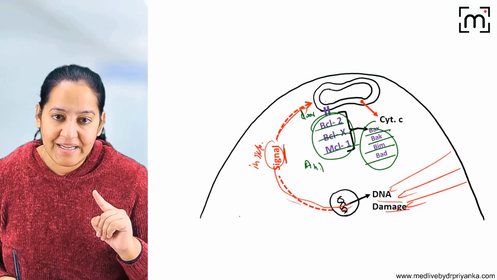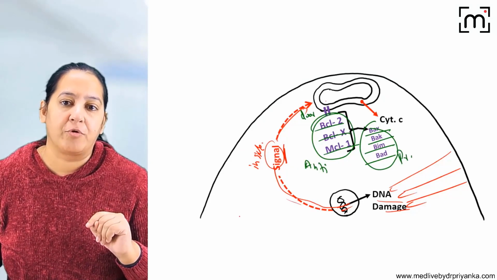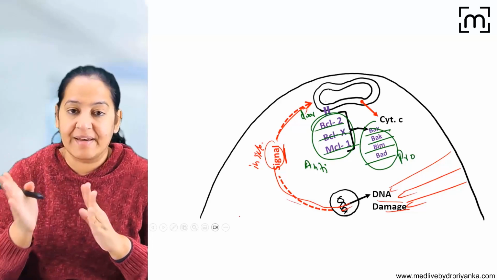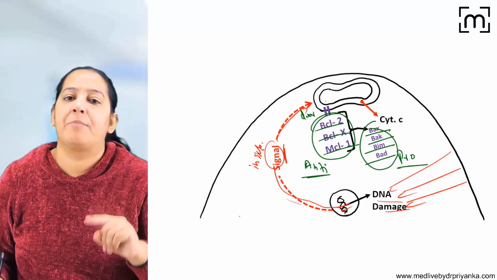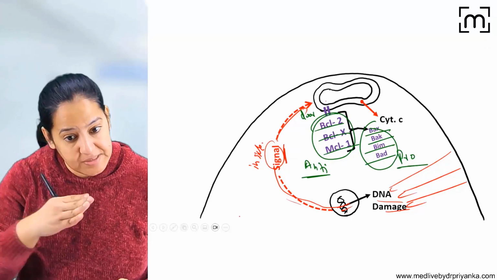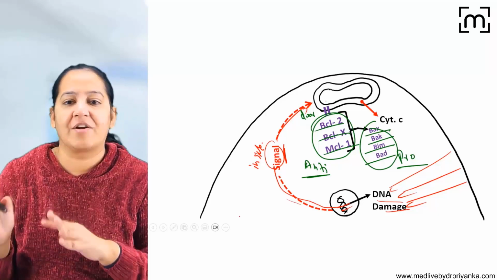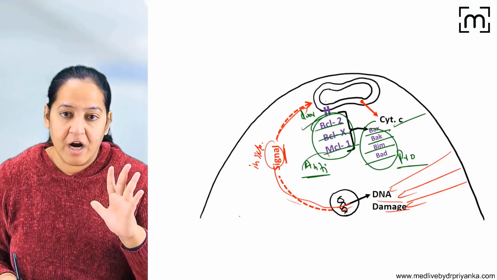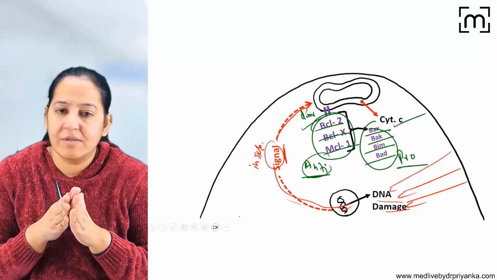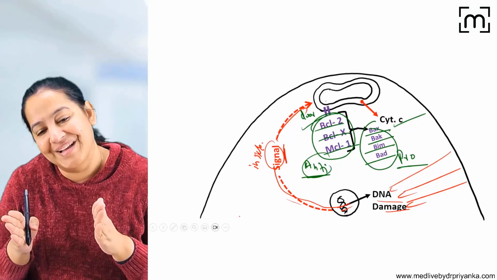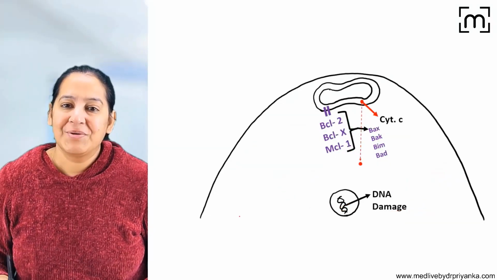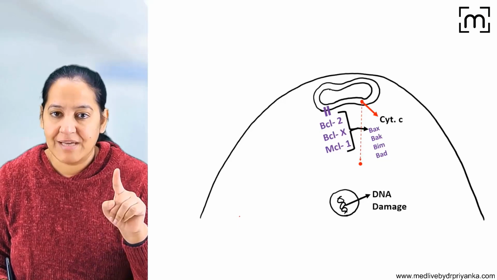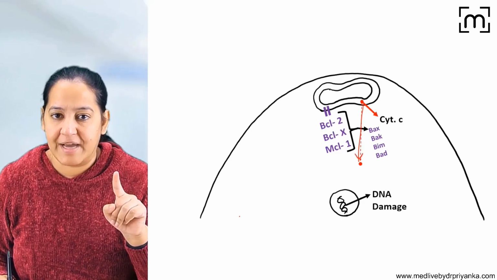So these are anti-apoptotic proteins and these are pro-apoptotic proteins. On receiving the signal, the anti-apoptotic proteins are replaced by pro-apoptotic proteins. I repeat, on receiving the signal, the anti-apoptotic proteins are replaced by pro-apoptotic proteins. Initially the guards were closing the door, not allowing cytochrome C to come out. Now the guards open the door and allow cytochrome C to come out. So you can see cytochrome C is leaking out and coming into the cytoplasm.